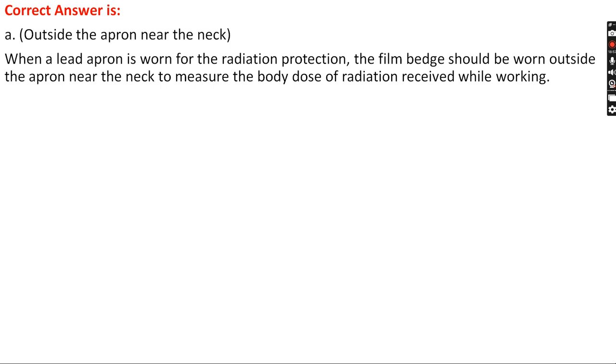When a lead apron is worn for radiation protection, along with the apron the film badge is also worn, but outside the apron near the neck region. The major function of the film badge is to measure the total amount of radiation, the total body dose of radiation received by the person while working.